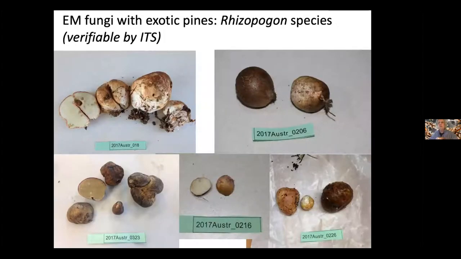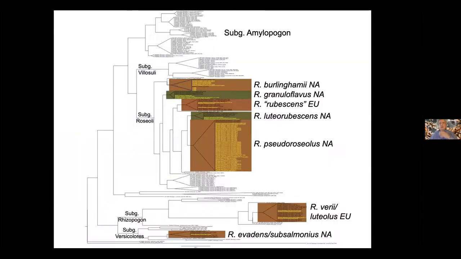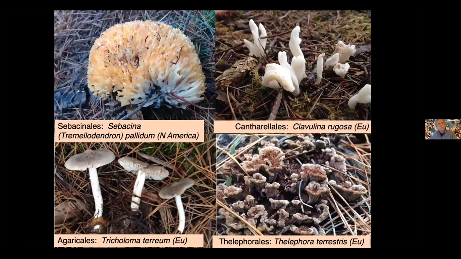Another mycorrhizal fungus, the false truffle Rhizopogon, is a little more problematic taxonomically. However, lots of ITS sequencing has allowed us to also nail down the different species of Rhizopogon that have been introduced to Australia. And as you can see here, we can also identify where they're likely to have been introduced from, whether it's North America or Europe. And again, in most of these cases, these introductions seem to hail from either Europe or North America, different parts of North America.